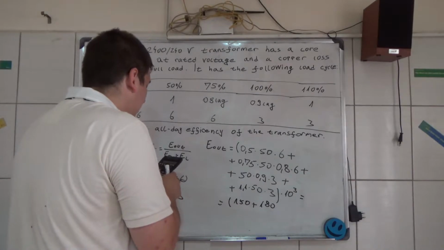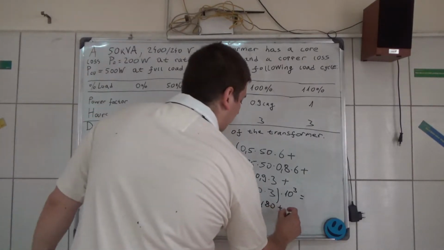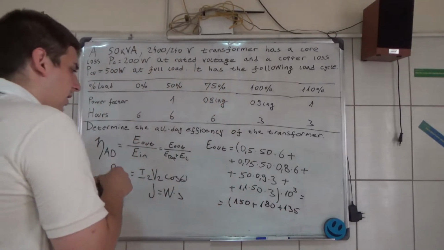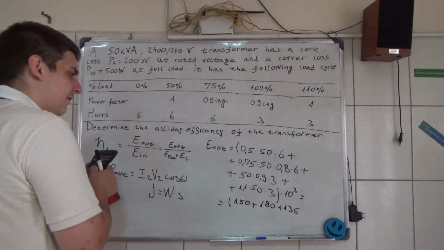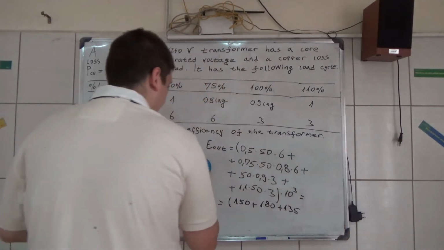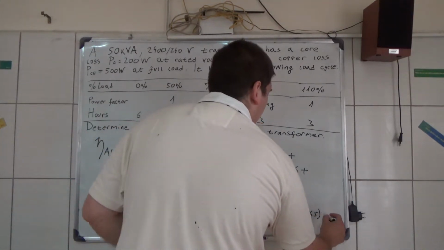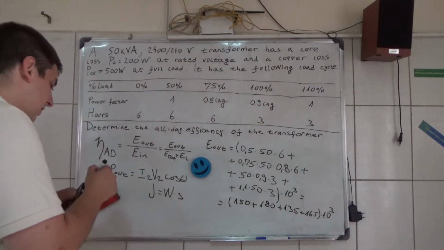50 times 0.9 times 3, that is plus 135. 1.1 times 50 times 3, that is plus 165, and everything is divided by 10 to the third.